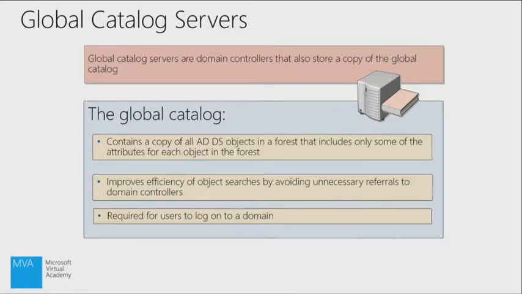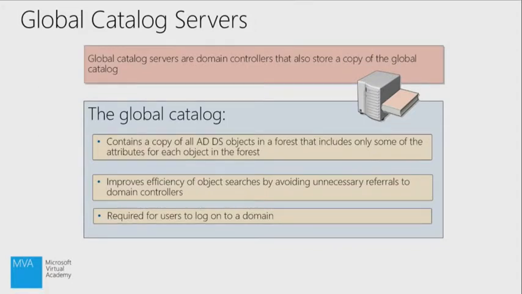Our next physical component, global catalog servers. Global catalog servers are domain controllers that also store a copy of the global catalog. And the global catalog is a copy of all the objects in Active Directory and a subset of the attributes of those objects. Now, where a global catalog is different than a domain controller is in this first option: it contains a copy of all ADDS objects in a forest. We're going to cover forests in just a minute so that you'll learn a little more about why a global catalog is different than a domain controller.